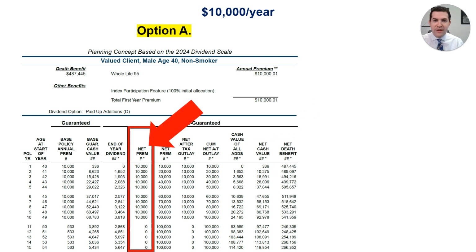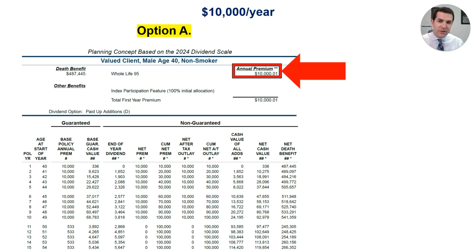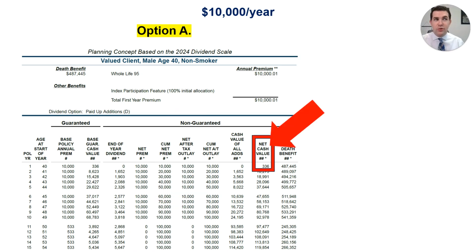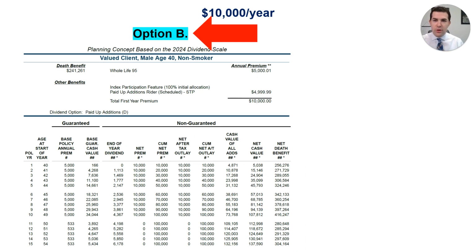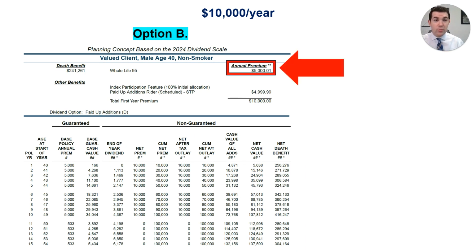Now, what I want to highlight here is if we go back to this column right here, this box right here, what do you notice? Annual premium, $10,000. Keep that in mind right there. Annual premium, $10,000. Okay, let's look at option B. So, option B, annual premium, $5,000. You're paying $10K per year though.